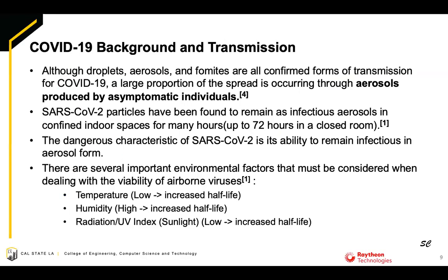COVID-19 background transmission. Although droplets, aerosols, and fomites are all confirmed forms of transmission for COVID-19, a large proportion of the spread is occurring through aerosol produced by asymptomatic individuals. SARS-CoV-2 particles have been found to remain as infectious aerosols in confined indoor spaces for many hours, up to 72 hours in closed rooms. The dangerous characteristic of SARS-CoV-2 is its ability to remain infectious in aerosol form.